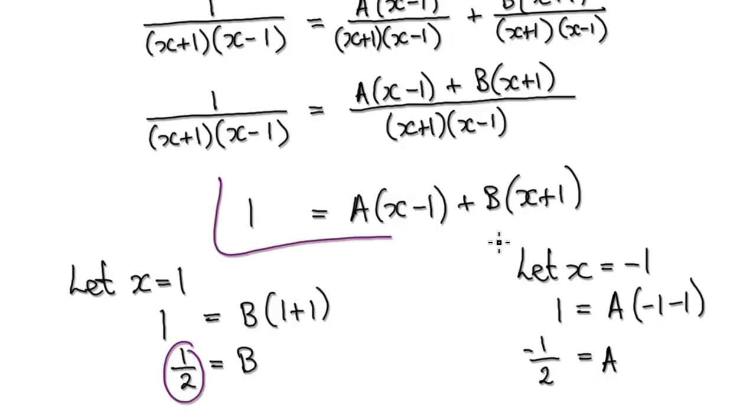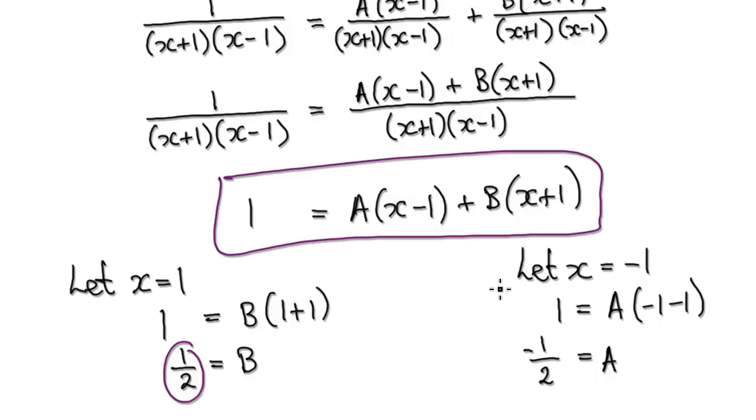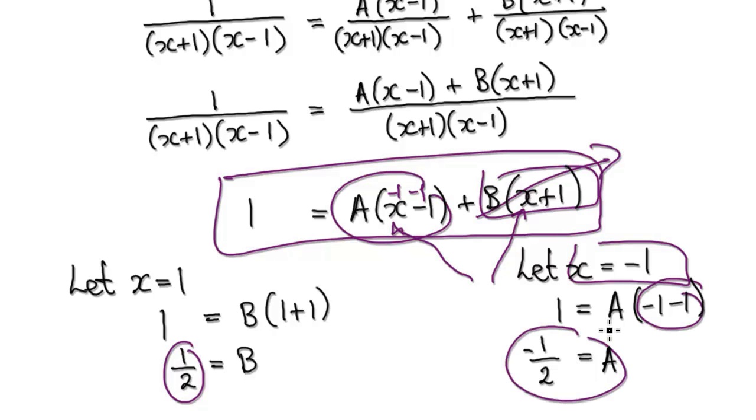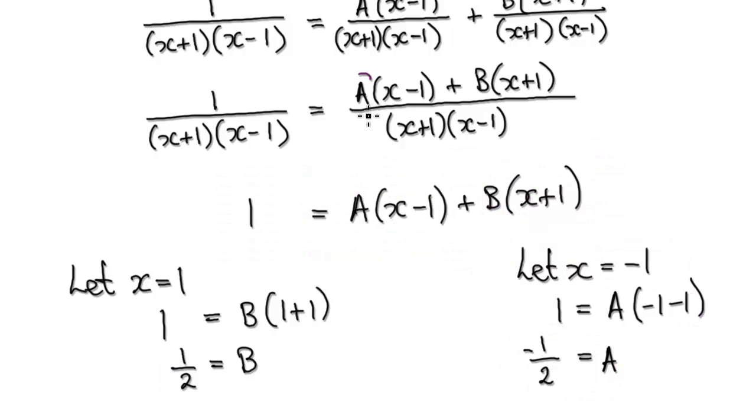Now looking at this thing here, if you put a negative 1 into here and into here, so let x equal negative 1, this whole thing here would disappear. This thing here will be negative 1 take away 1. That would be negative 2. So a would be negative half. So now we've found our a and b.